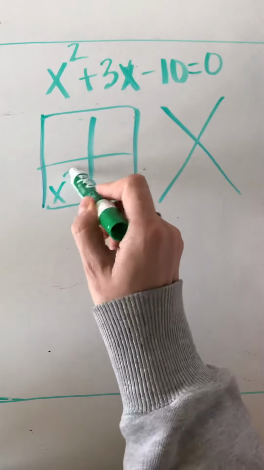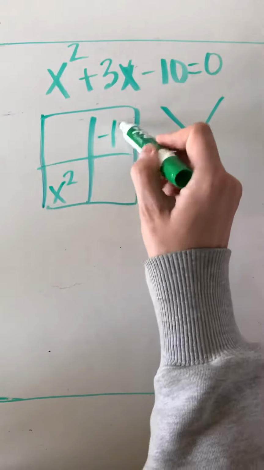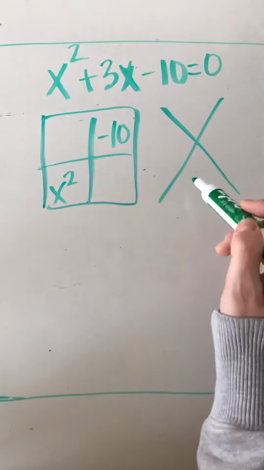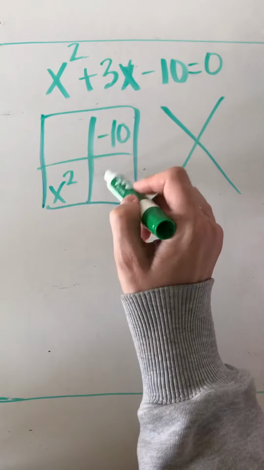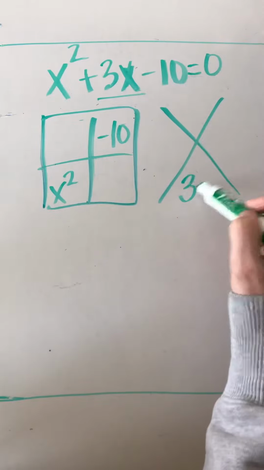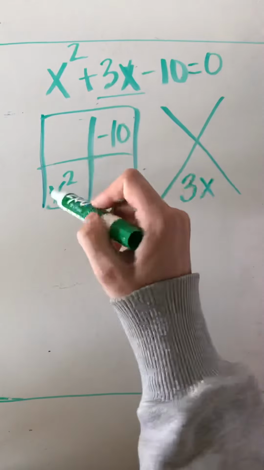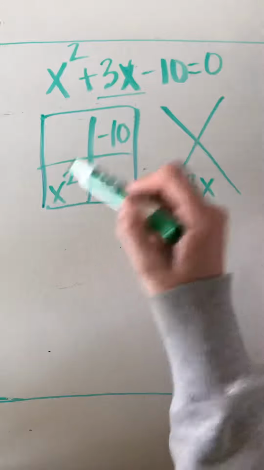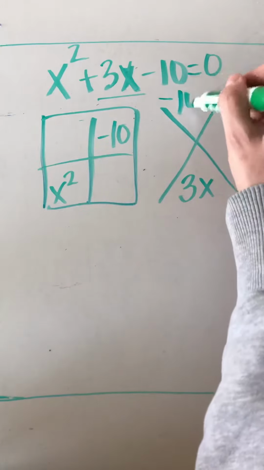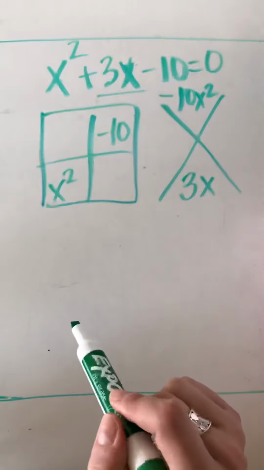So x squared is going to go here. Negative 10 always goes here because it's the number by itself. And I know that these two spots have to add up to be 3x. And they also have to multiply to be the same as this multiplied together. So x squared times negative 10 is negative 10x squared.